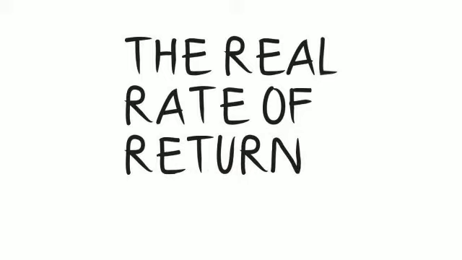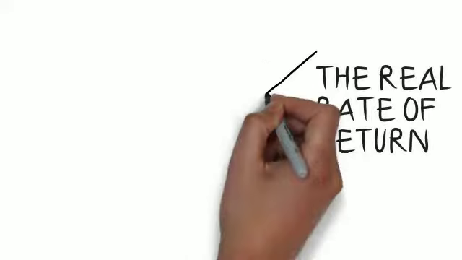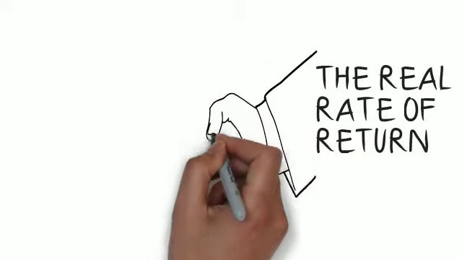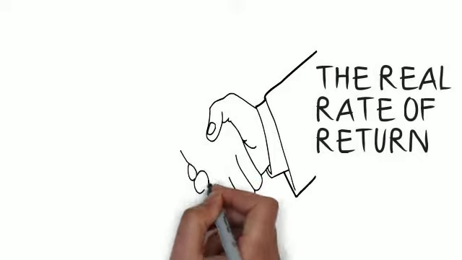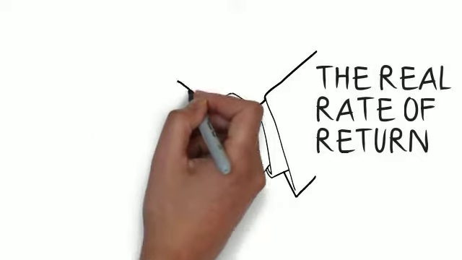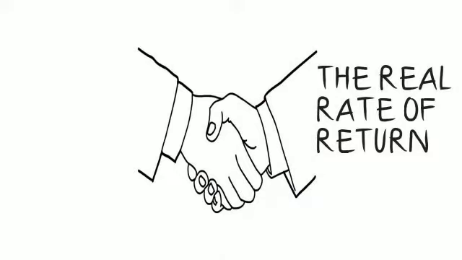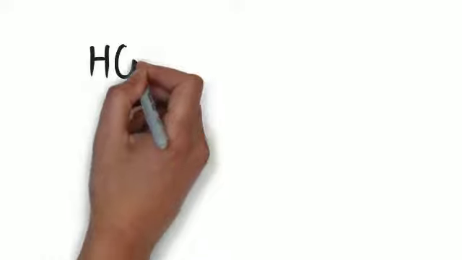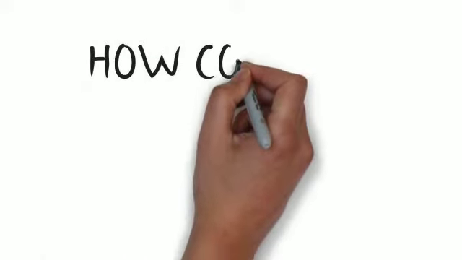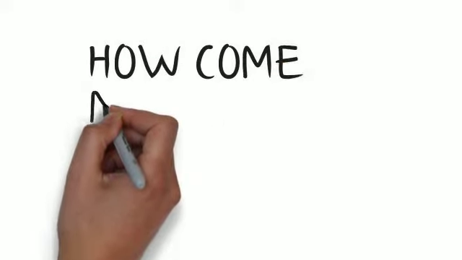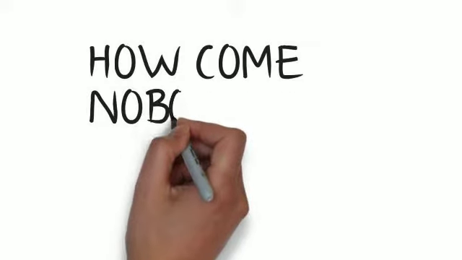Now, when you put money away, when you save money, you get a return. What this lecture is about is learning to divide that return into two parts: the inflation rate and the real rate of return.